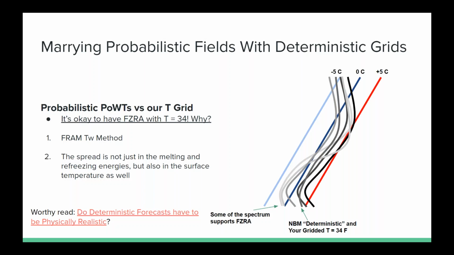how cold the cold dome is. An example of that is shown here at right, where some of the spectrum would support the freezing rain outcome, and so you see that in the probabilities. Meanwhile, your NBM deterministic gridded T is, say, 34. There's a worthy read here. I have a link to a piece from 2014 about how deterministic forecasts have to be physically realistic, and it sort of connects to this slide.